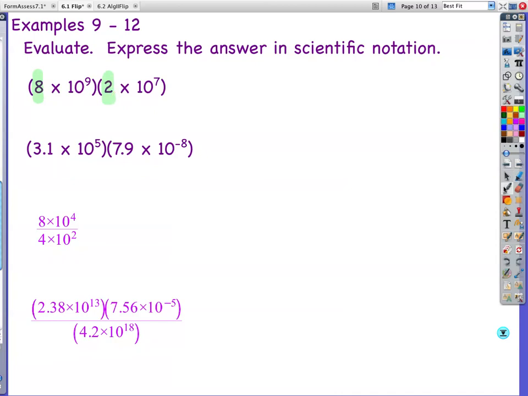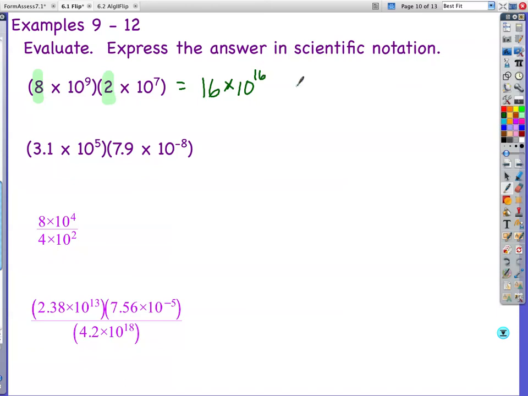Those are kind of called the coefficients. You have 8 and you have 2. We'll multiply them. You get 16. All right, and then I have times 10 to the, oh my goodness, I have a 9 here and a 7, and this is the whole point of this lesson because we just built off of this: when you're multiplying with like bases, you add your exponents.